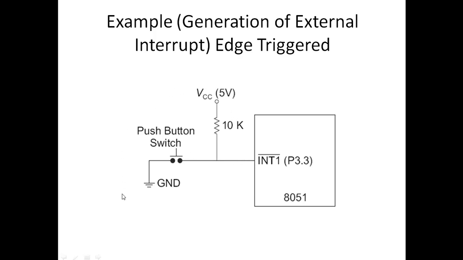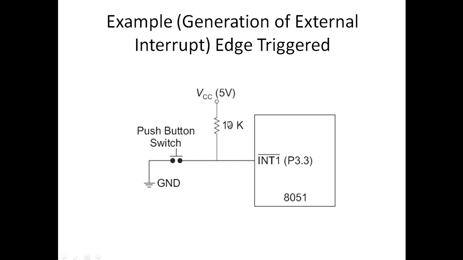I have tried to construct a circuit here. I am using interrupt 1, which is bit number 3 of port number 3, the one which is available here. I want to make it an edge trigger, so I will do that with the help of software in the TCON.